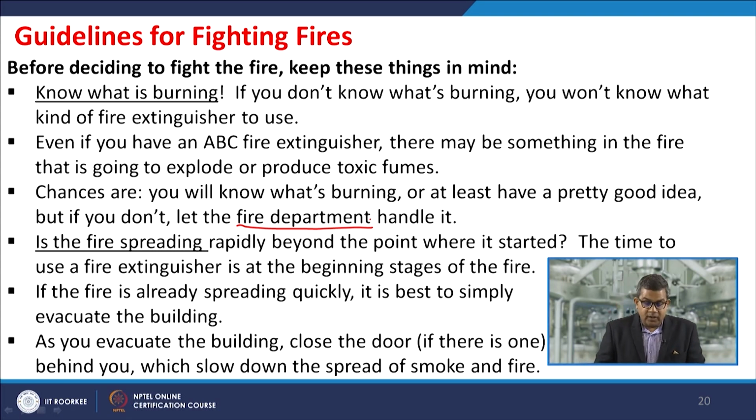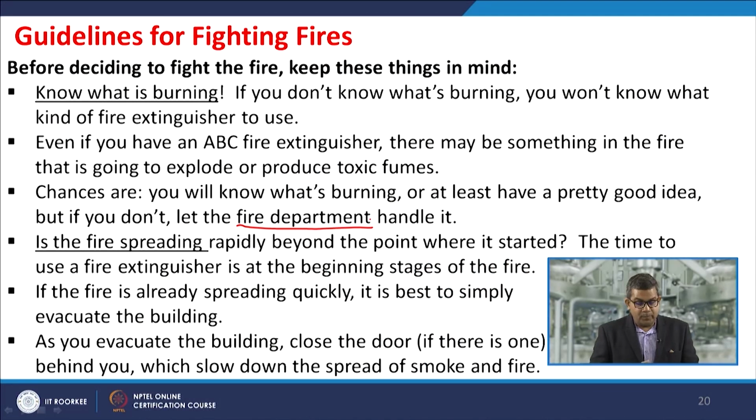Now, if the fire is already spreading quickly, it is best to simply evacuate the building, so that you save yourself as well as the employees of your unit or department, because you will not be able to do much; a small fire extinguisher will not do anything in that scenario. Then you need to follow the let it go policy. That means the fuel may be consumed and end the fire, and sometimes the heat liberated may end the fire. So, the best policy is to simply evacuate the building.